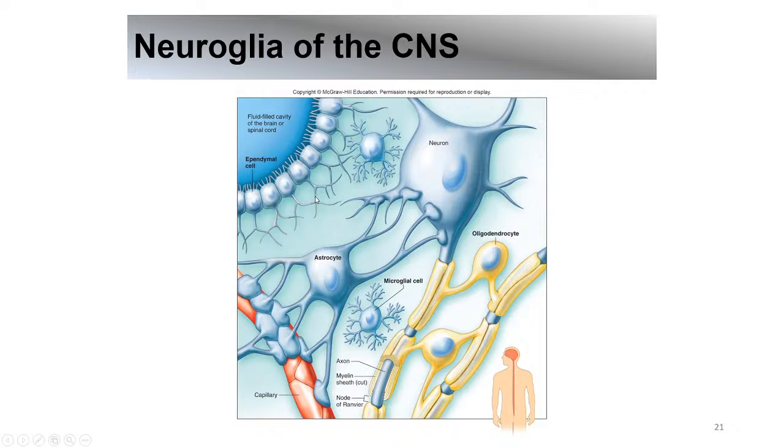And then lastly, we have the ependymal cells. This is the fourth type in the central nervous system. The ependymal cells actually produce cerebrospinal fluid. They're the cells that actually produce it. Cerebrospinal fluid is basically a super filtered version of blood. I mean, really, all fluids in the body originally come from blood plasma, but this is a super filtered version of blood plasma.